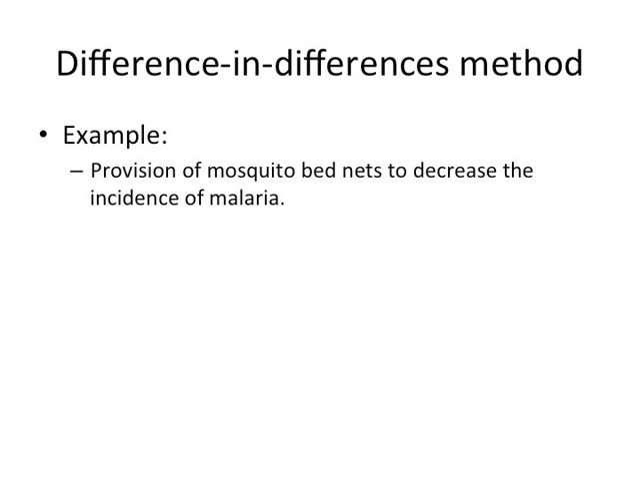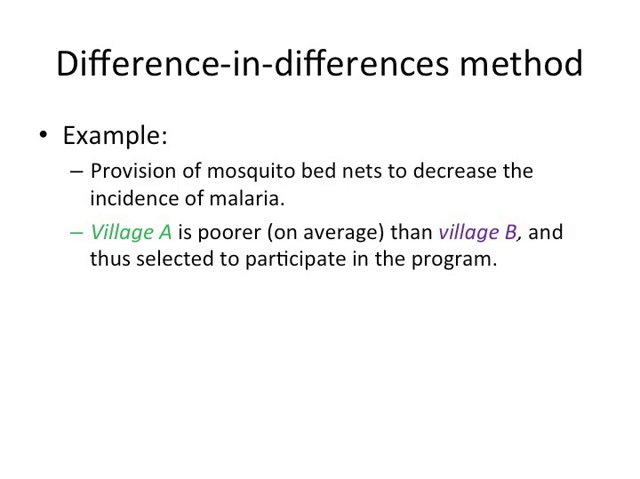Let's go over an example. Imagine a program that provides mosquito bed nets to decrease the incidence of malaria, and that there are 2 villages. In reality, a study would likely involve more than 2 villages, but we'll just keep it to 2 to make this example easier to understand. Village A is poorer on average than Village B. Therefore, Village B is selected.